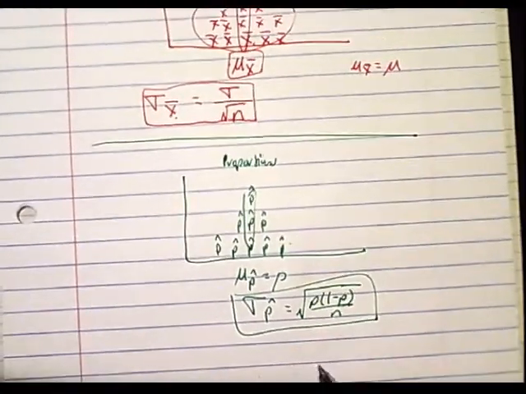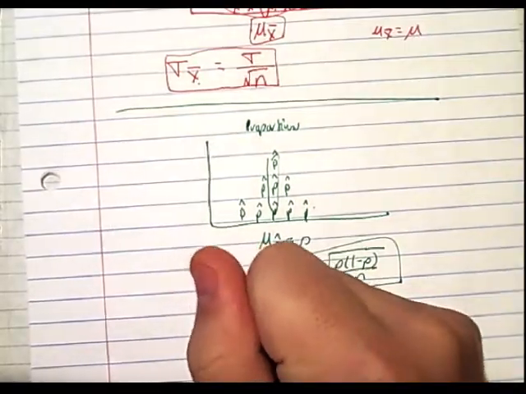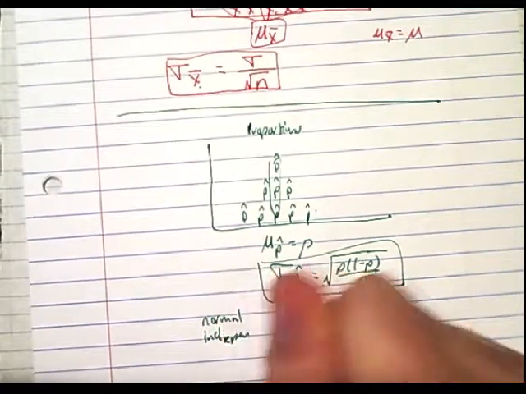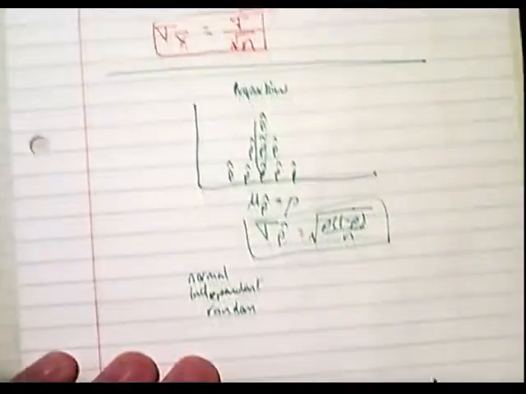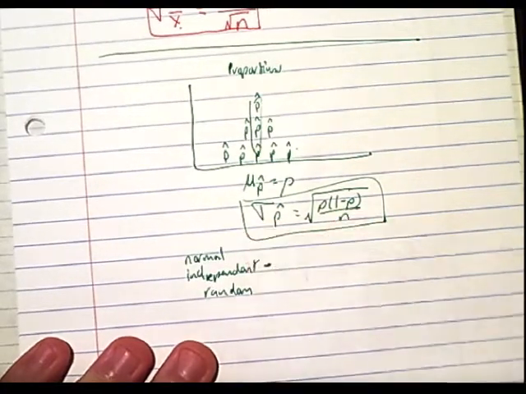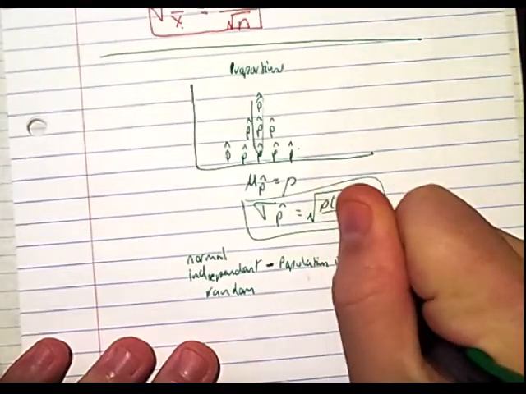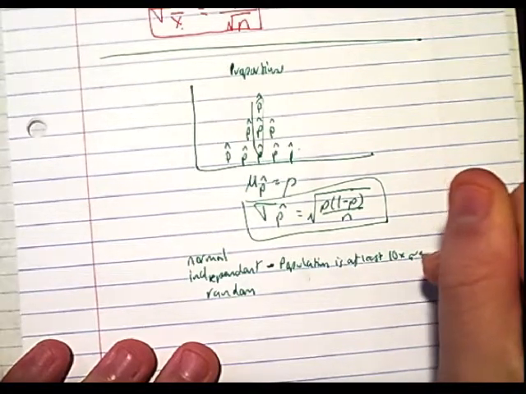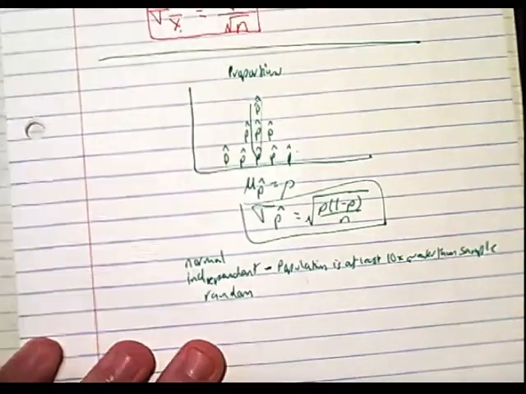Now, there are some conditions. We talked about really 3 conditions before: the normal condition, the independent condition, and the random condition. So the way proportions met the independent condition, we said the population is at least 10 times greater than the sample size.